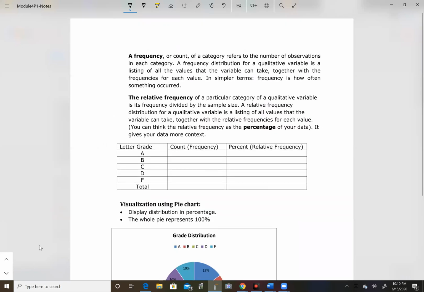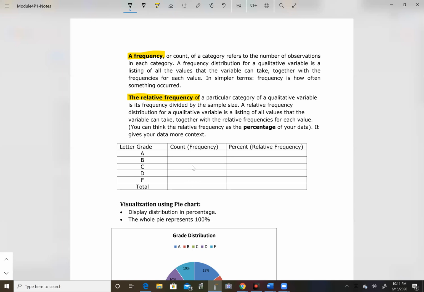Okay, frequency. A frequency has your definition right there: a count of a category that refers to the number of observations in each category. A frequency distribution for a qualitative variable is a listing of all of the values that variable can take, together with the frequencies for each value. And then we get into relative frequency, which is divided by the sample size. This is exactly what we just did, okay? So you don't even have to worry about this. This is exactly what we just did.